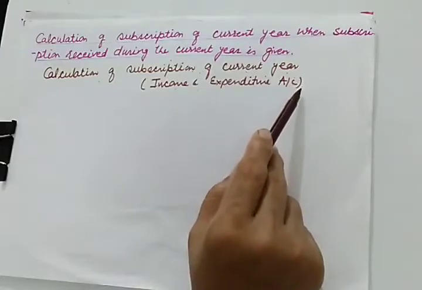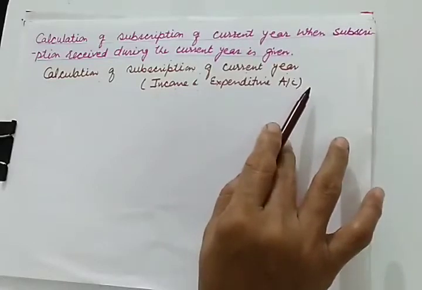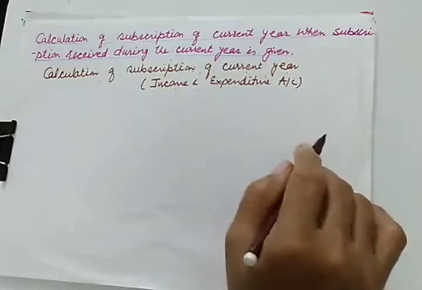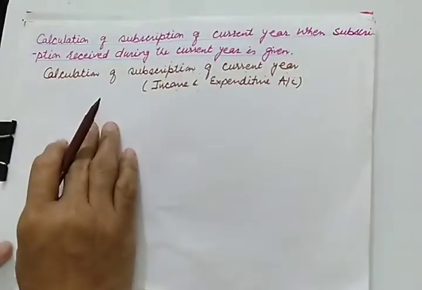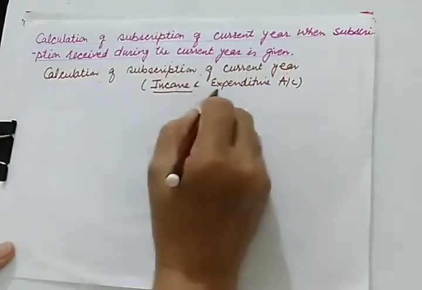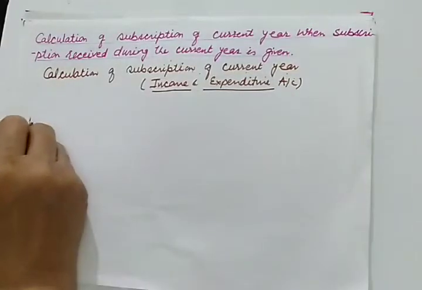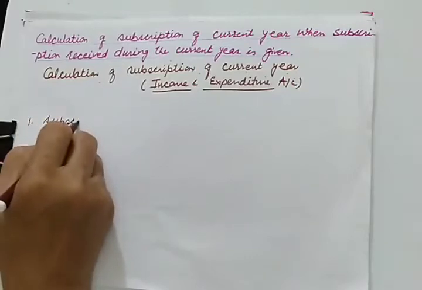So there are two methods of calculating subscription of the current year. The first method we will do using a statement, and then the second method we will make an account, the subscription account. So let us see how to calculate subscription of the current year which is to be credited to income and expenditure account. So the first detail which will be given to us is subscription.